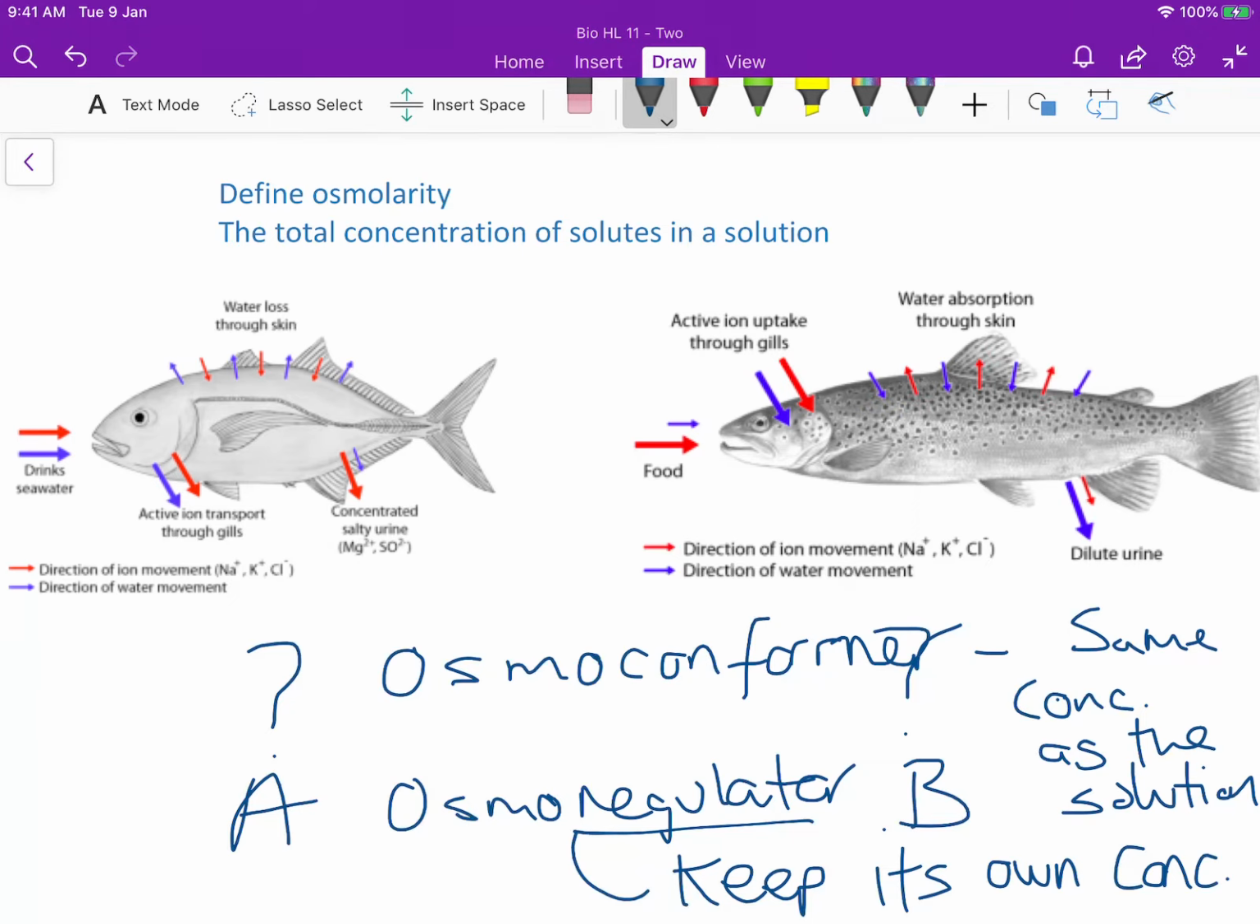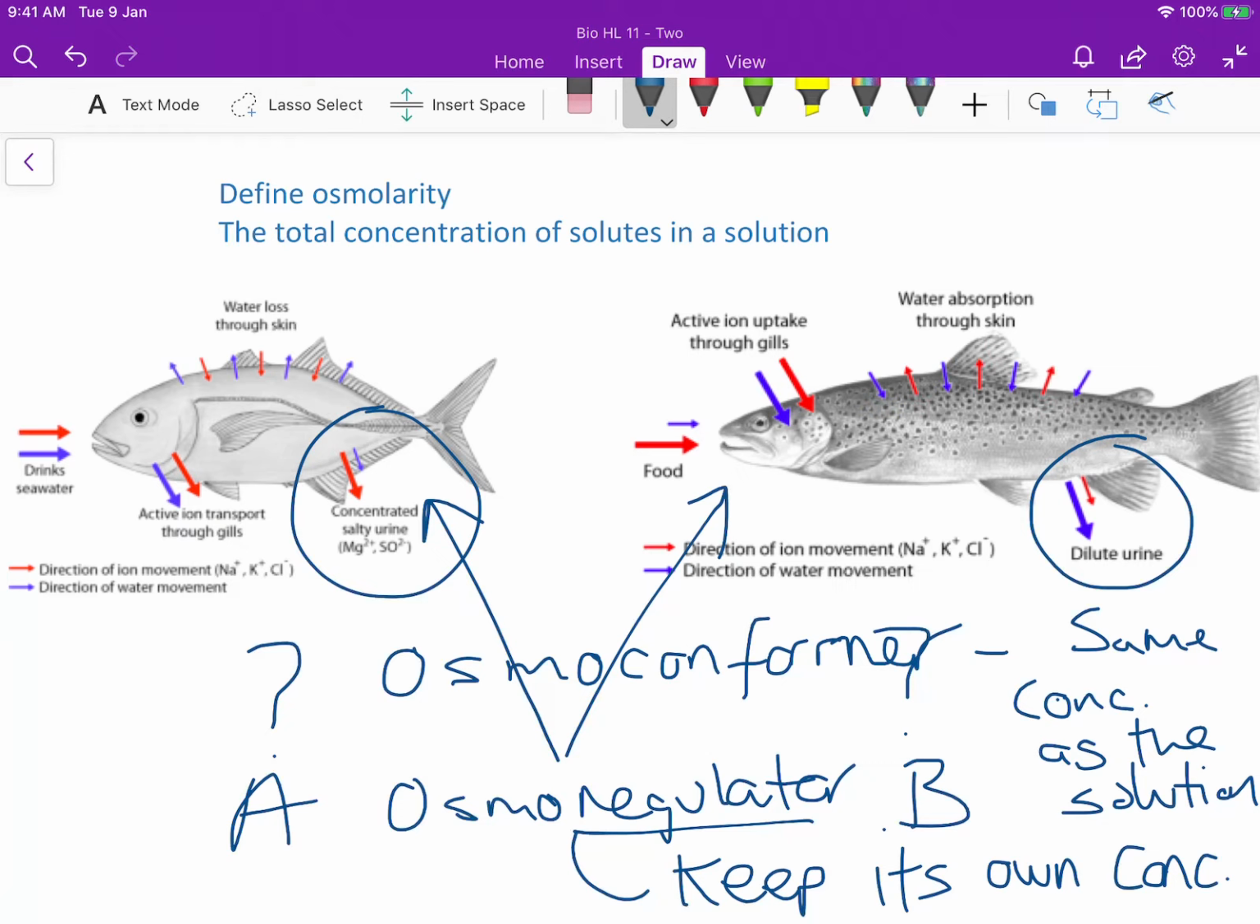Okay, well the answer is that we are osmoregulators. We regulate our solute concentration. It doesn't matter what kind of liquid environment we're in, we still have the same concentration. And it was a bit of a trick question because up here as well, they are both osmoregulating. We can see that there is exchange of ions in both. There's an excretion of either dilute or concentrated urine. Both of these are actually regulating their environment.